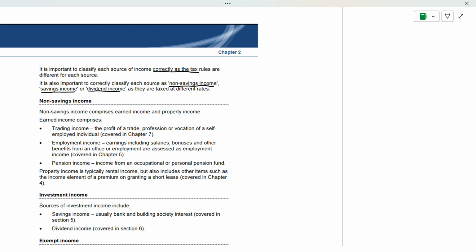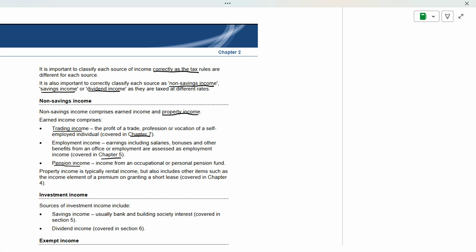Yes, sir. Okay, non-savings income. You have property income. Earned income comprises trading income, the profit of the trade, profession or vocation. We will cover that in chapter 7. Employment income we will cover in chapter 5: earnings from salaries, bonus, benefits of the office and employment. You will have the pension income, income from an occupational or pension fund.